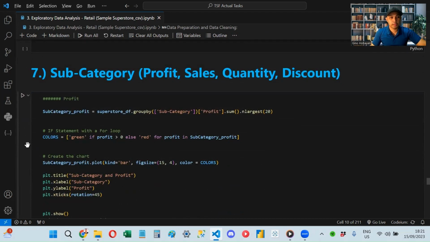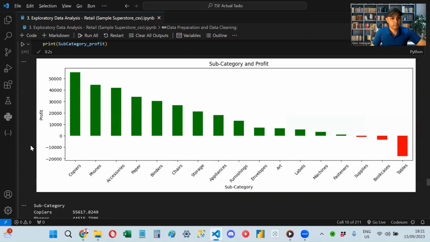So for number 7 and the last one, the subcategory, we can see here the subcategories or the products. The top 1 and top 2 are copiers and phones, which makes sense since if we look at our categories, the top is technology. So it only makes sense in the subcategory that those are the products that are most profitable. So tables is our worst performing product, which again makes sense since furniture is our worst performing category. So this might be the one dragging our profits down.